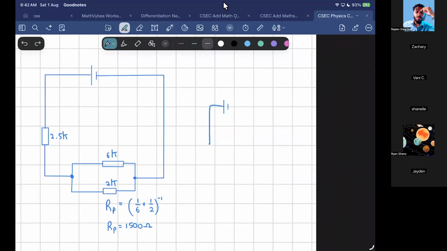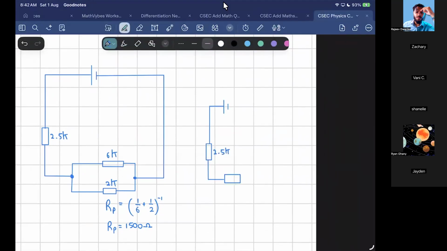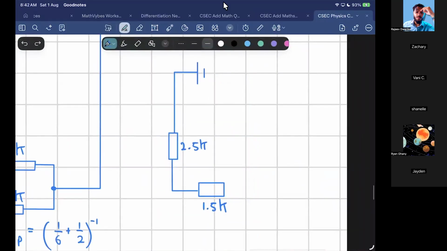Ryan, the circuit now becomes this. So we still have the 2.5k resistor over here. But now the 6k and the 2k are combined into what? 1.5. And I just have two resistors in series now, so it's very simple for me to work it out. Give me a moment.